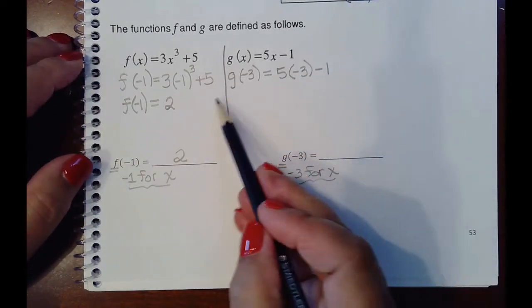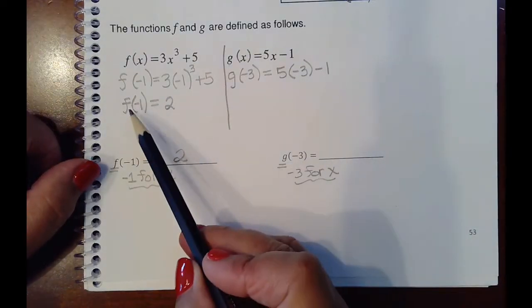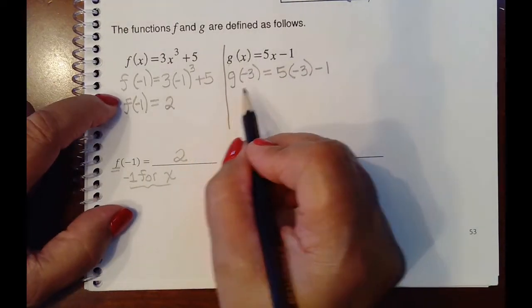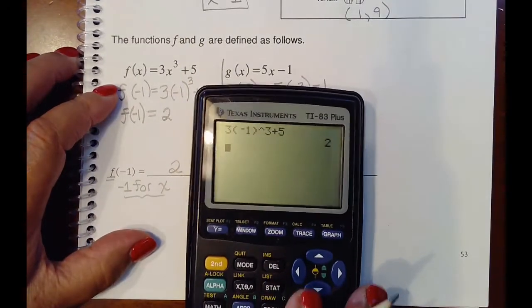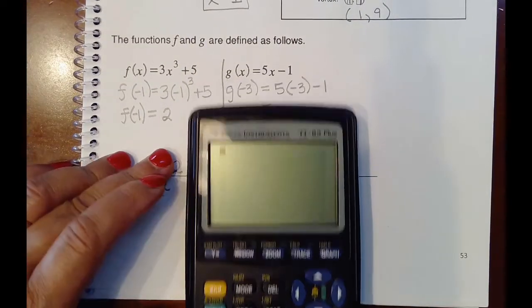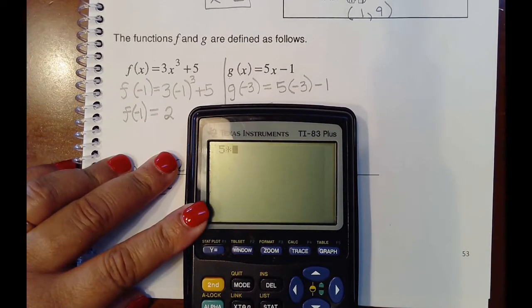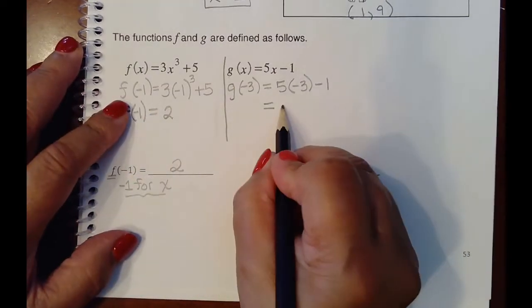Okay, so this -3 is the input. The answer that we get is the output. Same thing here. The number you plug in, -1, is the input, and the answer is the output. Okay, so again, you can put it in your calculator if you'd like, if you feel like you need to. This is 5 times -3 minus 1. So 5 times -3 minus 1. And that's -16.